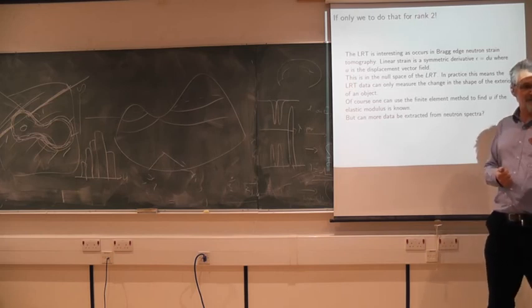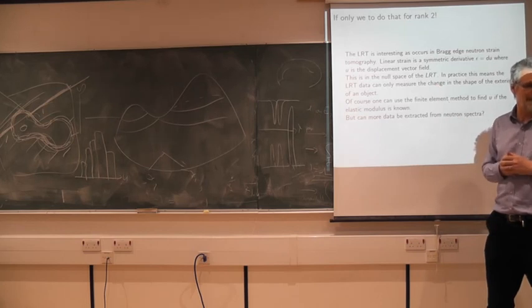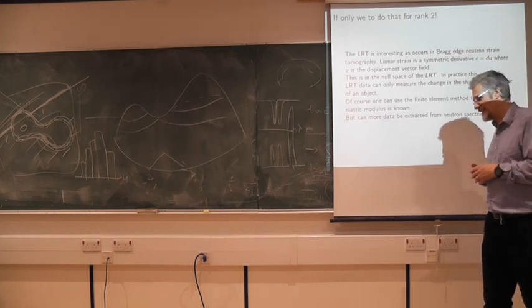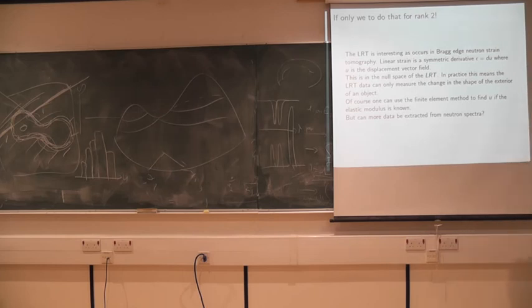And so I started to think, well, can I play the same trick? First of all, can I get histogram data from this neutron spectroscopy method? And then secondly, if I could, can I do the same trick as I've just done? You get some partial differential equation to solve to find the strain.